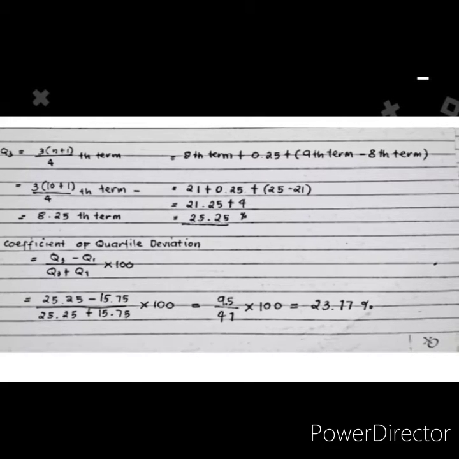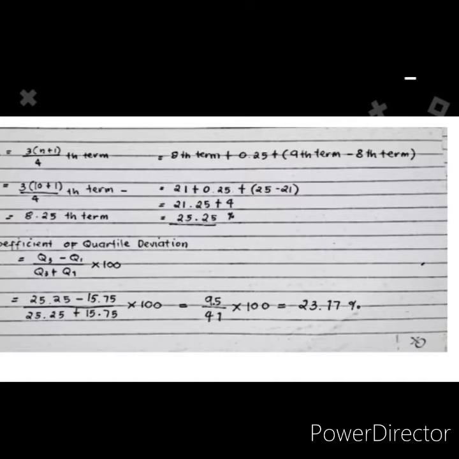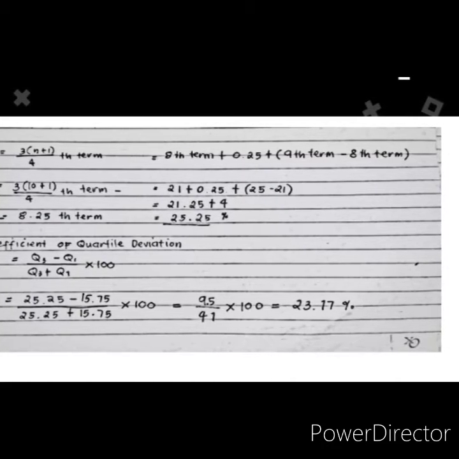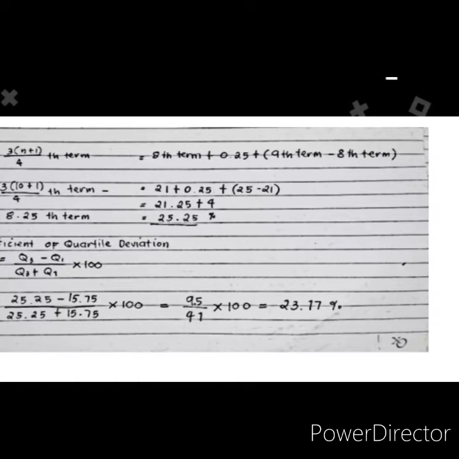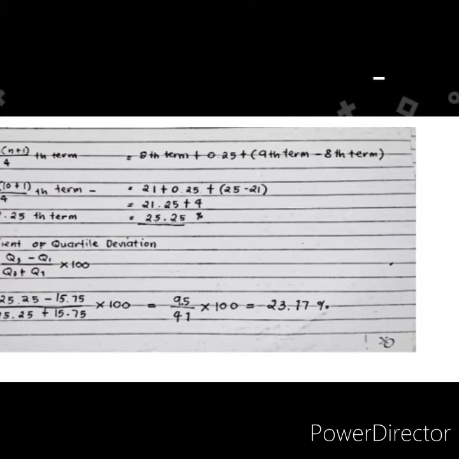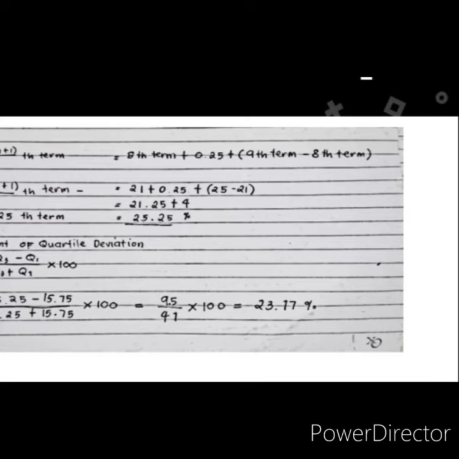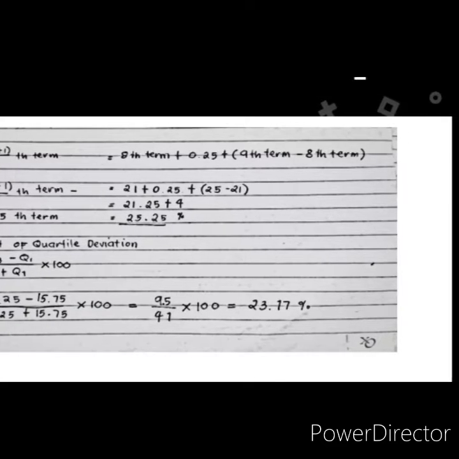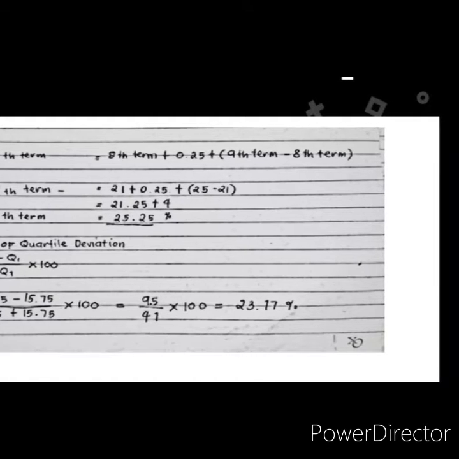22. So for the coefficient of quartile deviation, applying the formula, we have 25.25 minus 15.75 over 25.25 plus 15.75, times 100, which is 9.5 over 41 times 100. So as you can see, the answer is 23.17%.